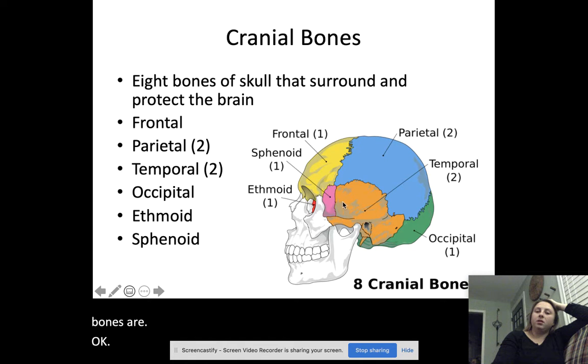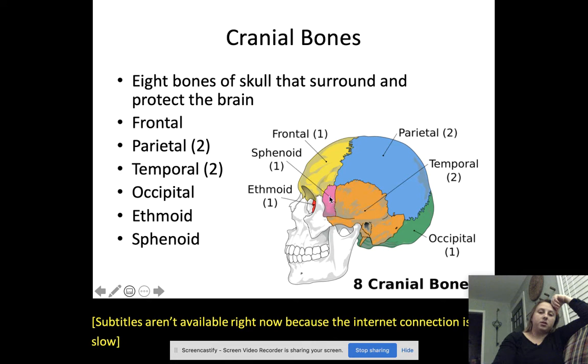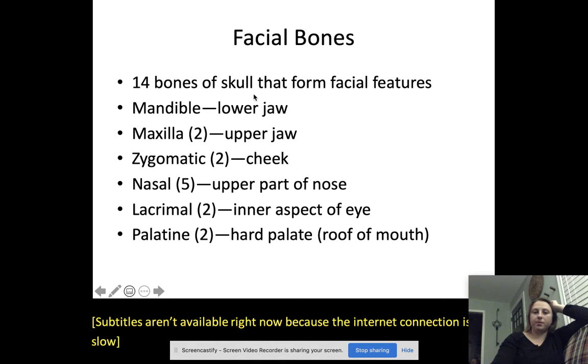And then right in front of the temporal bone is the sphenoid. So the sphenoid is kind of inside of your skull a little bit. Same thing with your ethmoid, okay? Those two bones are kind of on the inside of the skull. Not as commonly known, but just as important.